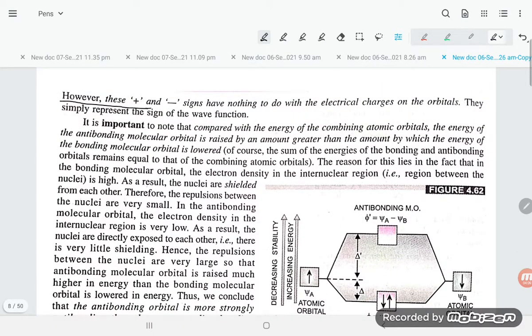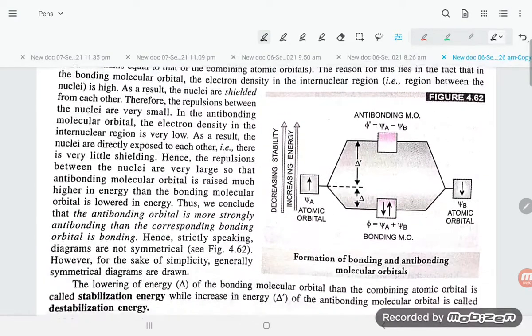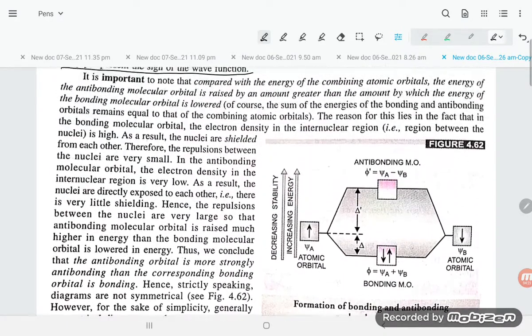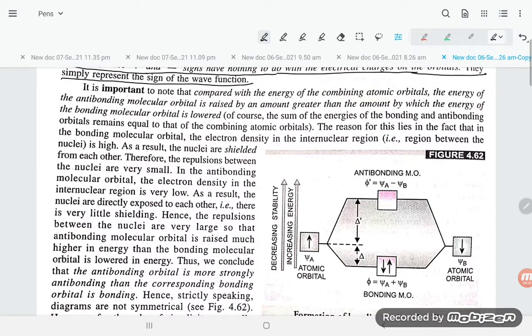However, these plus and minus signs have nothing to do with the electrical charge on the orbital. They simply represent the sign of the wave function. So this is our answer, students. Let us have a look over this one.